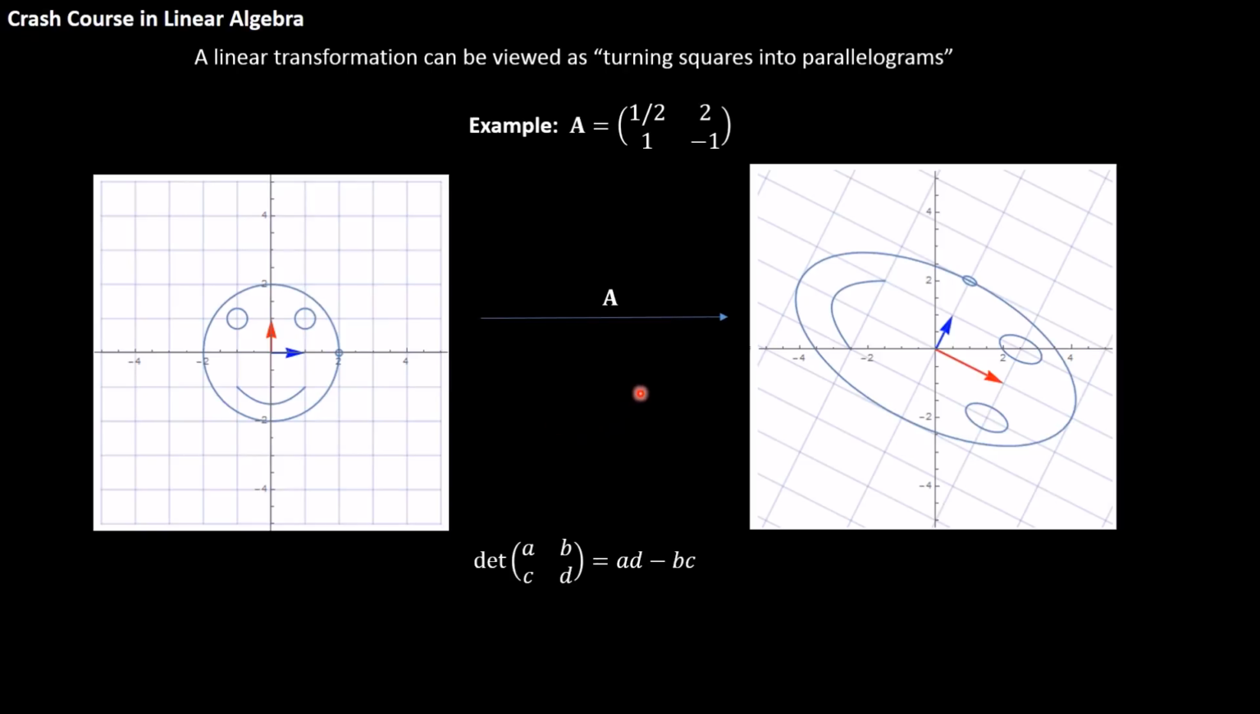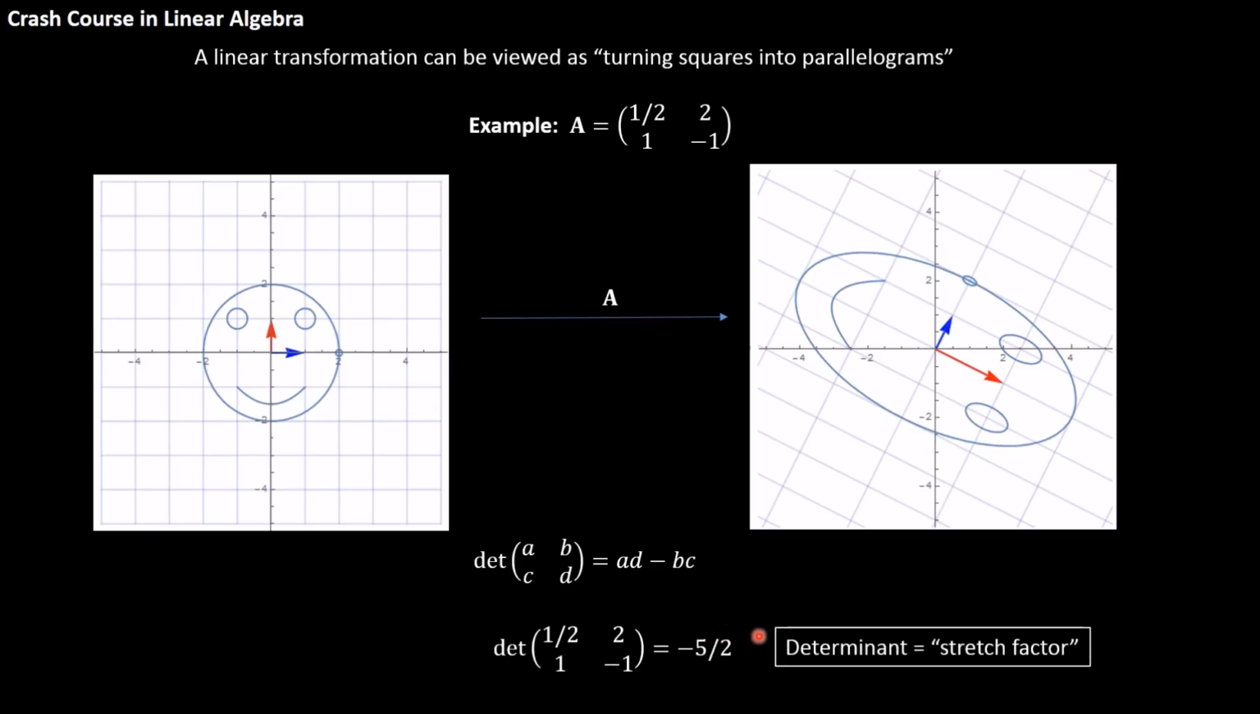And then here's an interesting fact. If you take the determinant of this matrix, and the determinant just means you take these two numbers and multiply them together, and then you subtract these two numbers multiplied together, you get what's called the determinant, which for this matrix is negative 5/2. And this is a really important number.